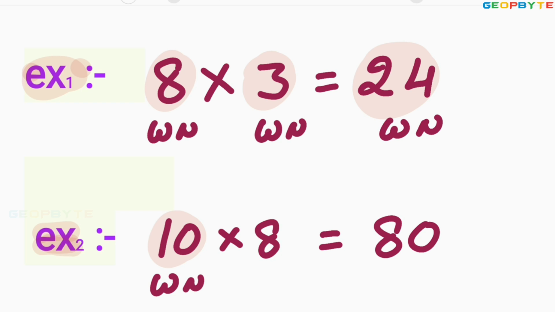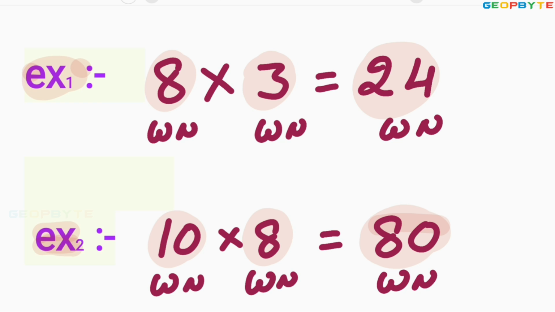Multiplied by 8. This 8 is also a whole number. 10 multiplied by 8 is 80. 80 is also a whole number. So from this, I can conclude that the product of any two whole numbers is also a whole number.